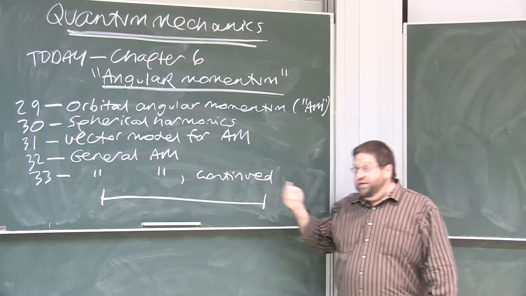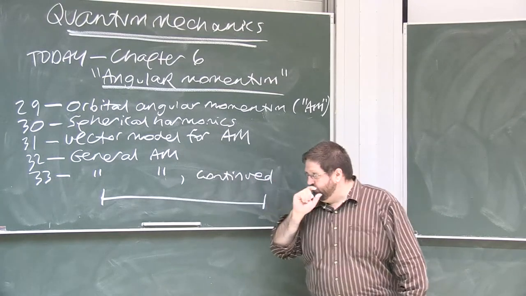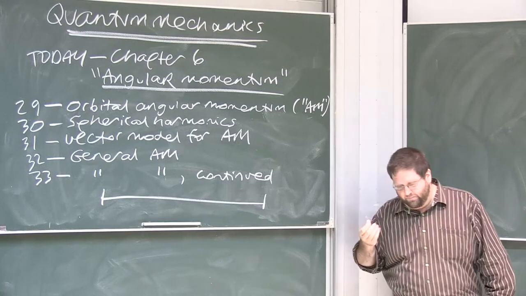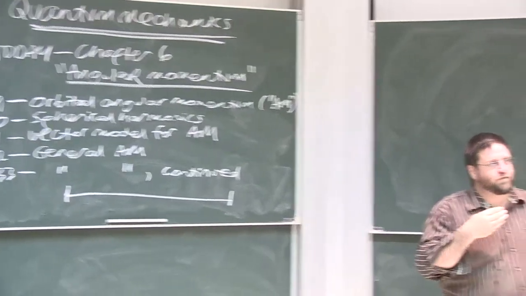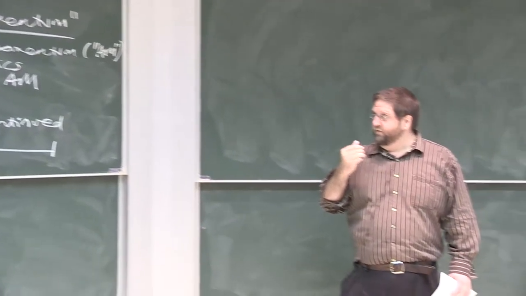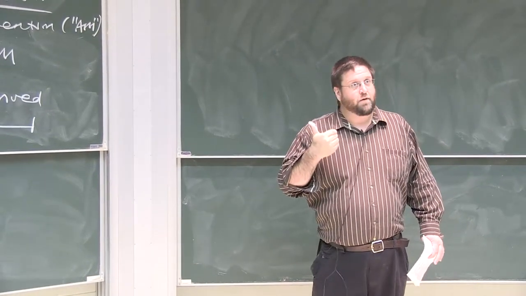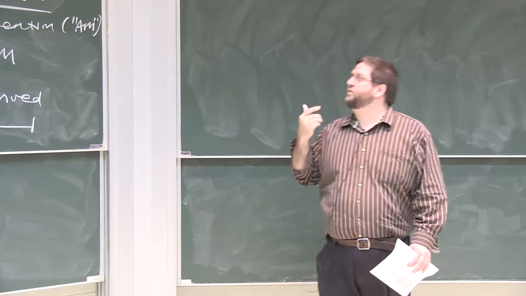We'll then consider a general theory of angular momentum, a general representation-free theory of angular momentum, representation-free in the sense that we've described in several previous classes. Why do we do this? One, because it's our first example of representation-free quantum mechanics.